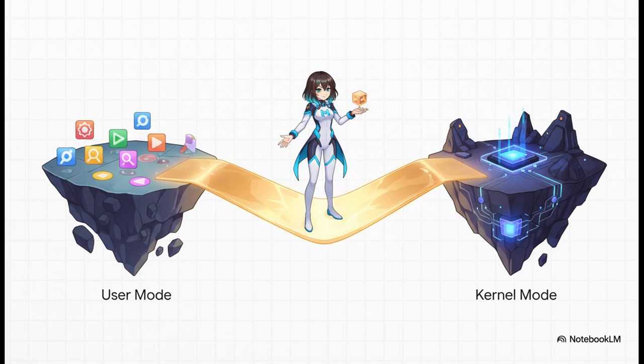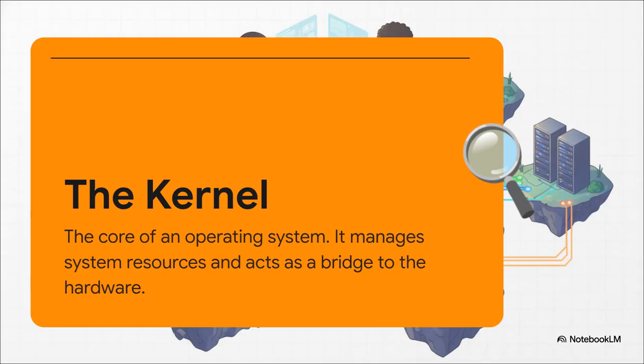So if your app is stuck in user mode and it needs to get something done by the hardware, what's it supposed to do? It can't go there itself. Well, it needs a go-between. It needs a secure, trusted middleman who's got an all-access pass to operate in both of these worlds. And that brings us to the star of the show today, the kernel.